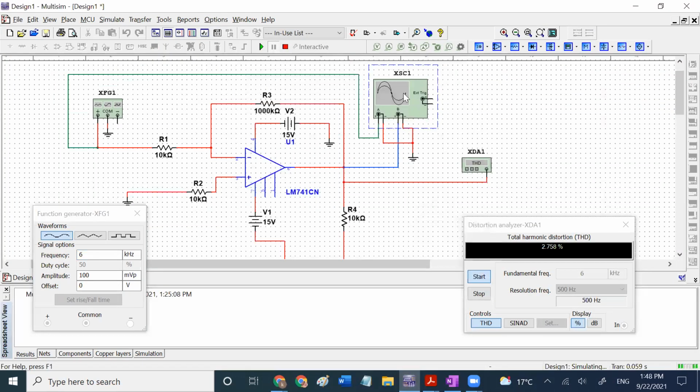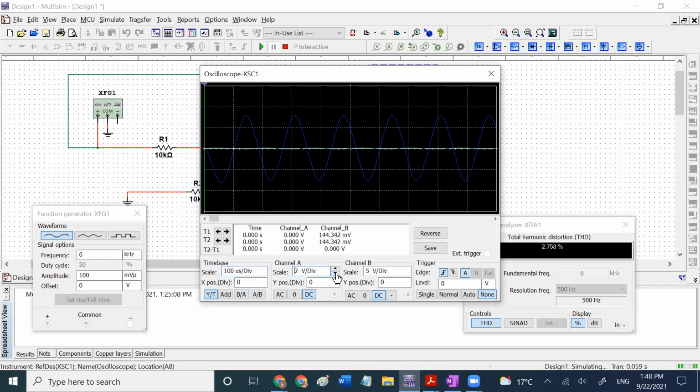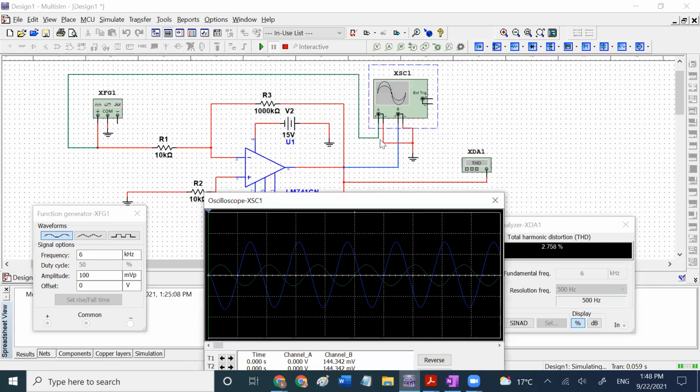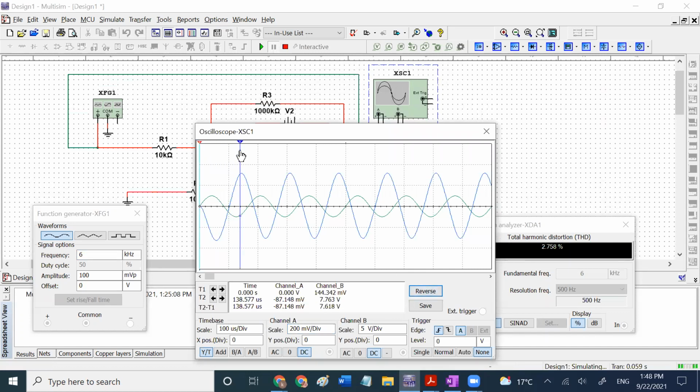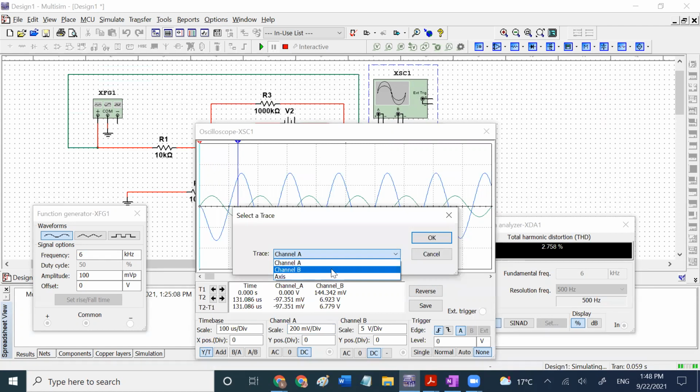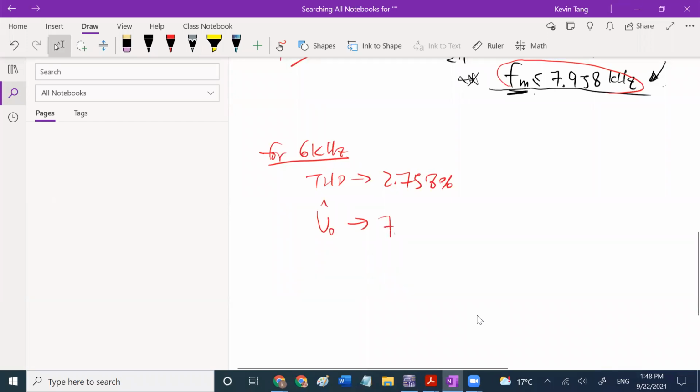That's pretty straightforward. You go to the scope, minimize a little bit. Remember, green is the input, blue is the output. So we only need to look at the output. Now we can do a trace for channel B, and then all you need to do is go to Ymax, and you can see it. What's the number? 7.907. So we get a VO peak of 7.907 volt.